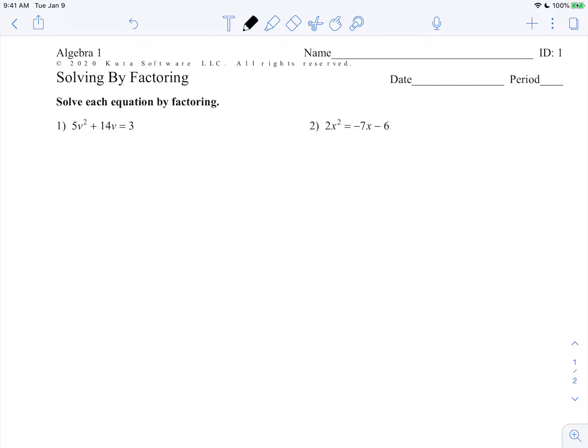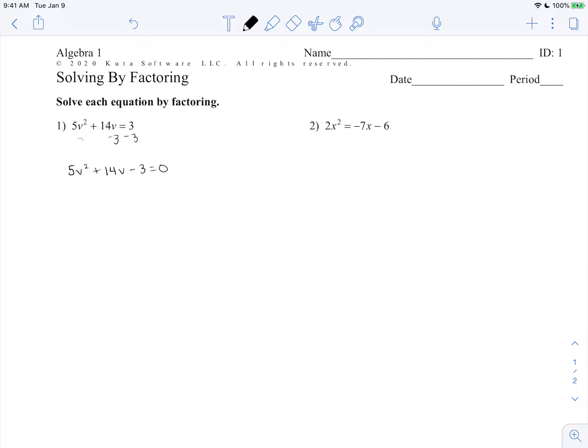Okay, so when you're solving by factoring, the very first thing, you want all your terms on one side of the equation. So I'm going to subtract 3 from both sides, so I get all my values on one side. So I have 5v squared plus 14v minus 3 equals 0. Okay, now everything's on one side.